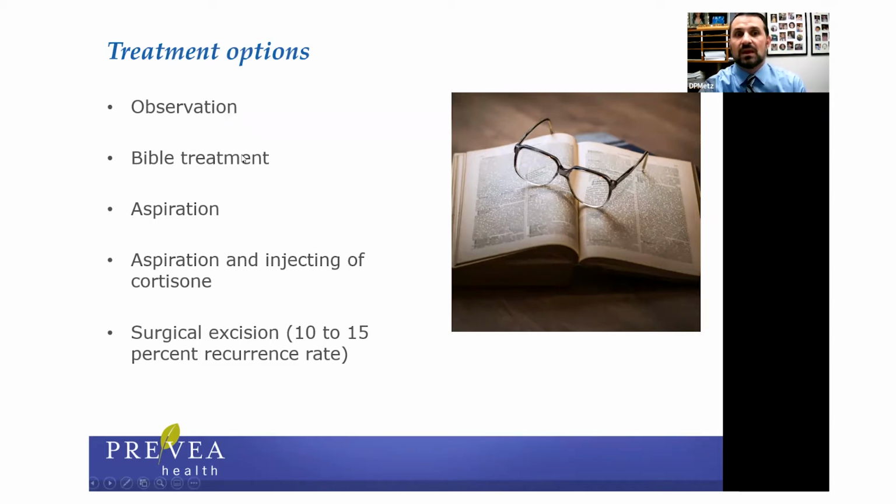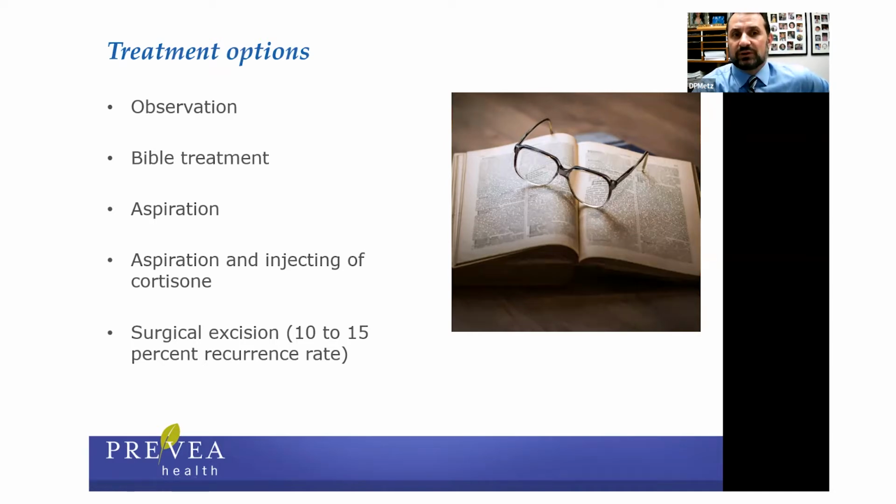Now, the old way of treating ganglion cysts, especially on the back of the wrist here, is called the Bible treatment. So imagine if you had a lump on the back of your wrist and you took a Bible and you hit it really, really hard. You could potentially pop it. Most people don't like to do that. But I've actually had cysts on my own wrist, and I did almost identical to it. I was able to pop it. It went away. Problem solved.